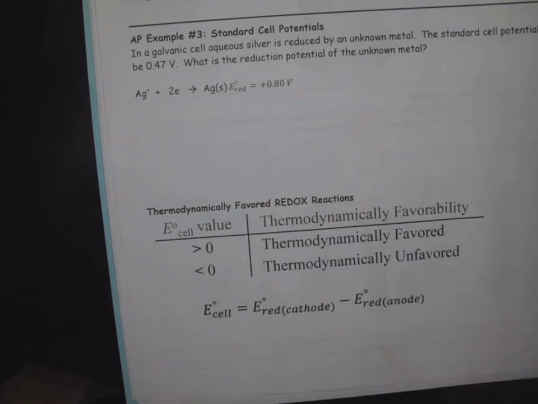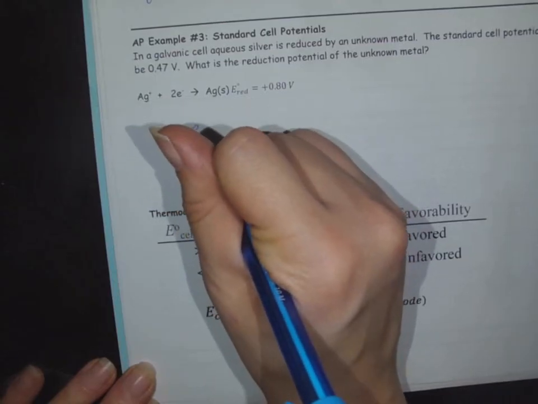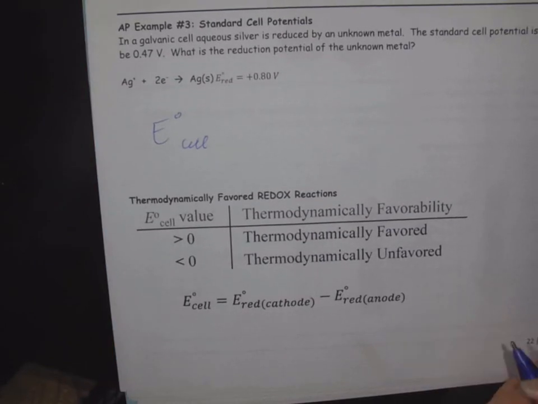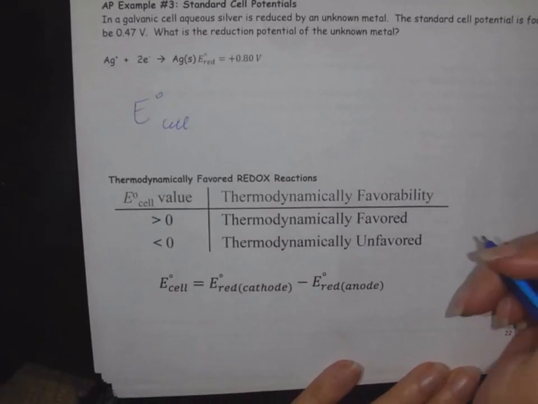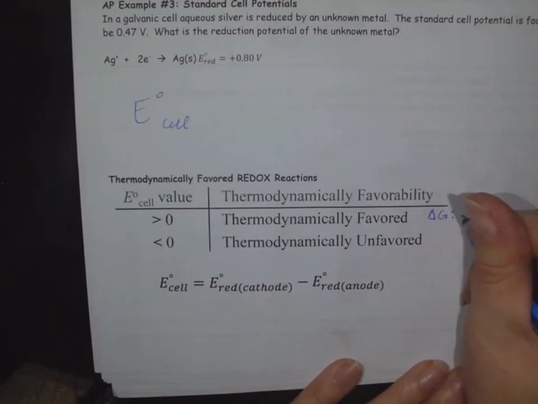When we have a battery, a voltaic cell that has an E value, the actual battery itself has an E value that is greater than 0, a positive number. That means this reaction is happening and it's thermodynamically favorable. Another way of saying thermodynamically favorable is that delta G is negative.